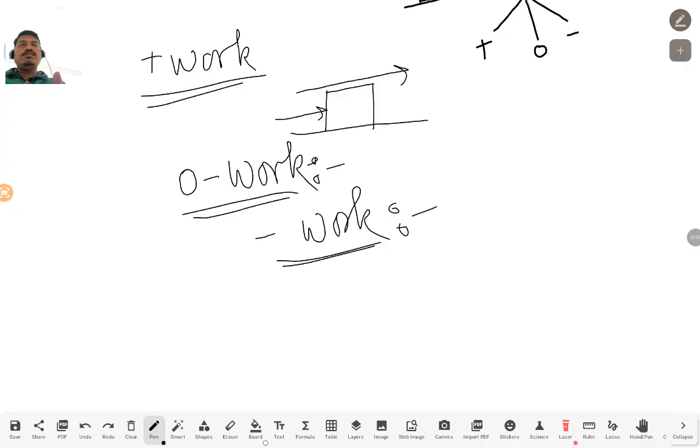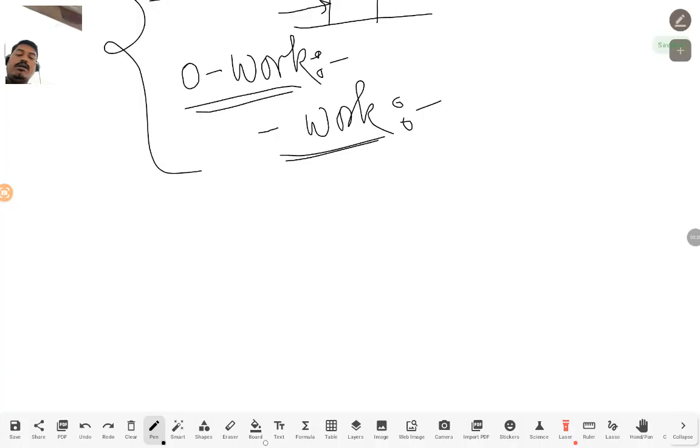That means if force is applied on an object, but the object doesn't displace in the direction of the applied force, and instead displaces in the opposite direction of the applied force, it's called negative work done. Clear? Never try to do this. I'm just giving an example. Is it clear now?